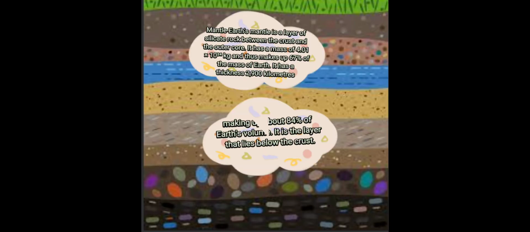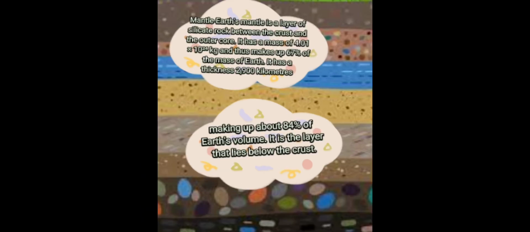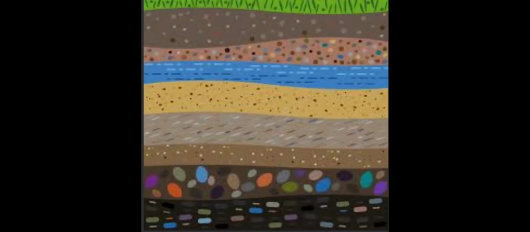Mantle. Earth's mantle is a layer of silicate rock between the crust and the outer core. It has a mass of 4.01 by 10^24 kg and thus makes up 67% of the mass of Earth. It has a thickness of 2,900 km, making up about 84% of Earth's volume. It is the layer that lies below the crust.